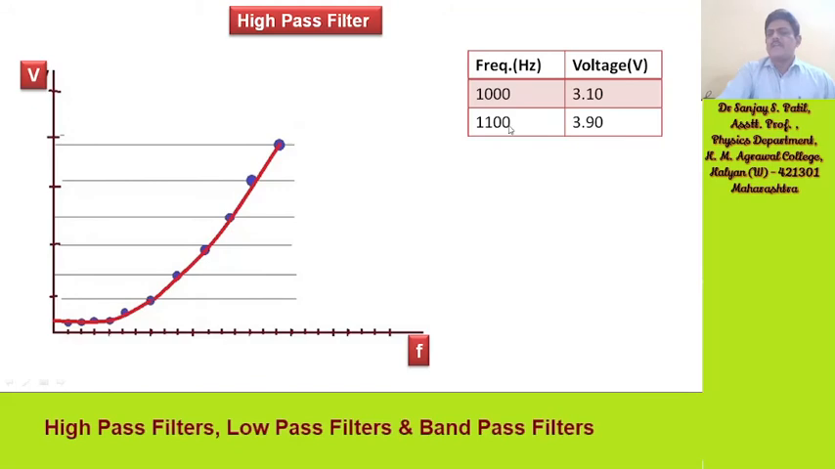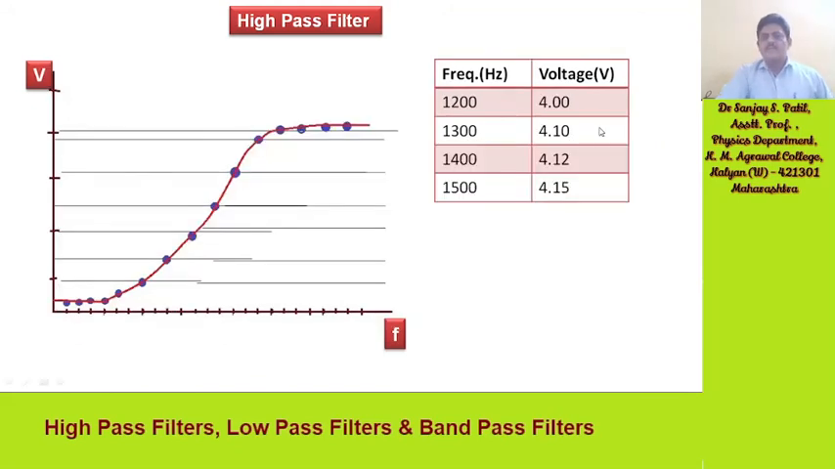For 1100 Hz, 3.90. And further, for 1200 Hz, voltage is 4 volt. For 1300 Hz, voltage is 4.10. For 1400 Hz, voltage is 4.12. And for 1500 Hz, voltage is 4.1. So this is about the high pass filter, and this is the graph plotted.